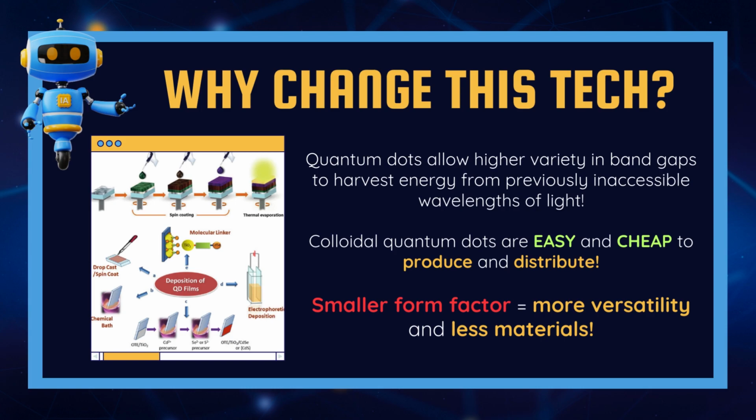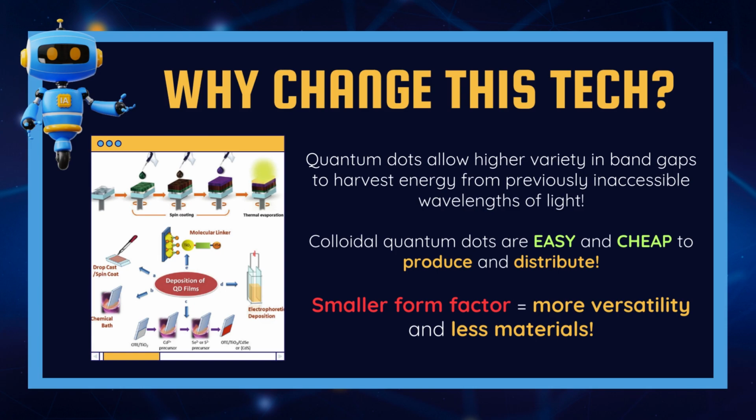In addition, the cost and ease of production play pivotal roles in this transition. Quantum dot technology introduces scalability, simplifying the manufacturing process. This is not only going to reduce production costs, but it also makes clean energy more accessible on a larger scale. Furthermore, the reduced form factor of quantum dot solar cells is a game changer. These miniature powerhouses offer increased flexibility and integration, fitting seamlessly into various surfaces, from buildings to portable devices.